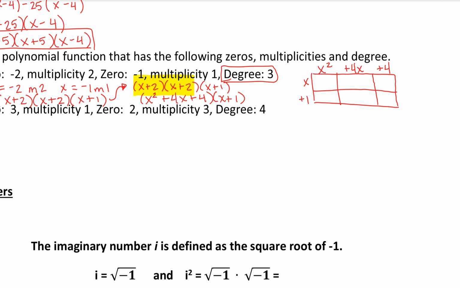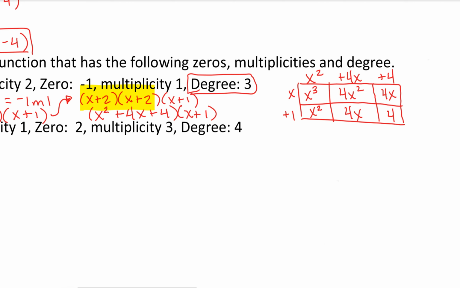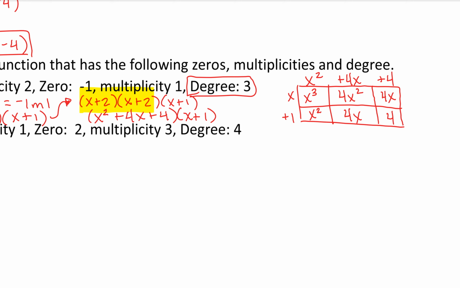So I'm going to multiply the first 2 terms to get an x cubed. I'm going to multiply x and 4x to get a 4x squared. And then an x times that positive 4 is just going to be a 4x. 1 times x squared is just x squared. 1 times 4x is 4x. And 1 times 4 is just 4. Now, the cool thing about using the box method, your like terms are always going to be diagonal of each other.